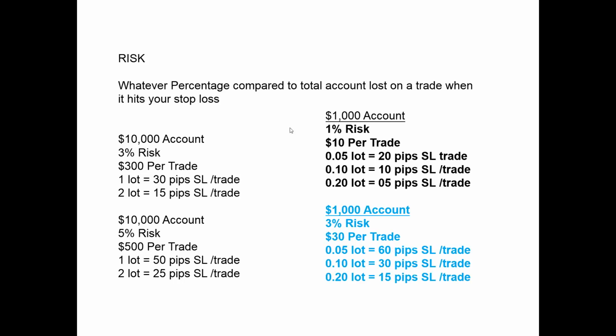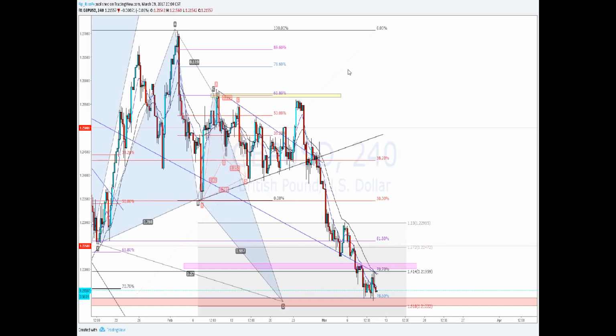Okay, I'm moving on from this one. I'm going to show you real quick a harmonic example. Harmonics, you guys know I love harmonics.